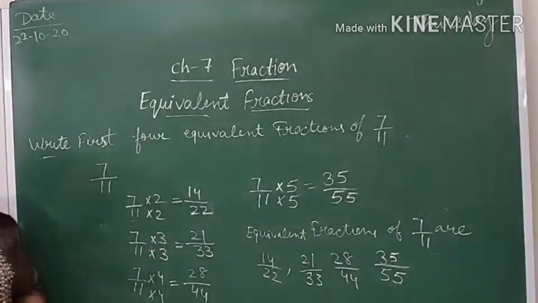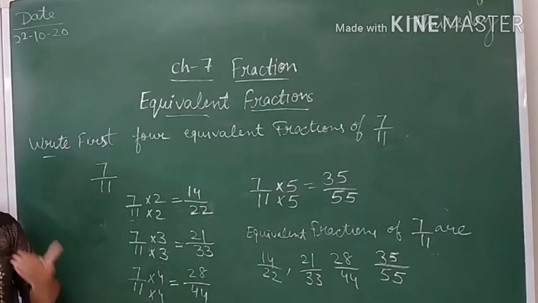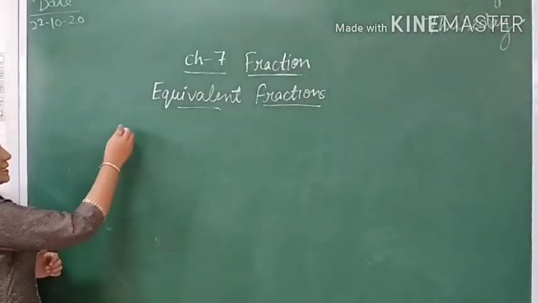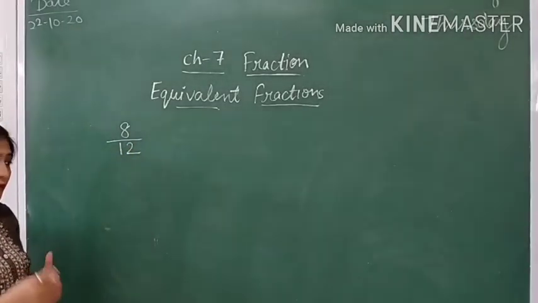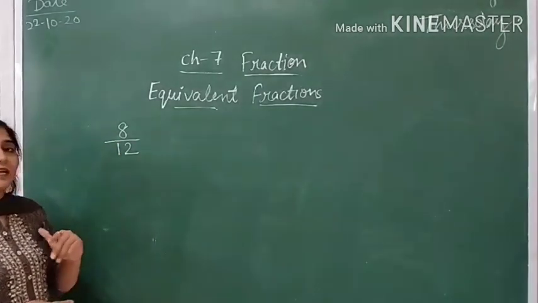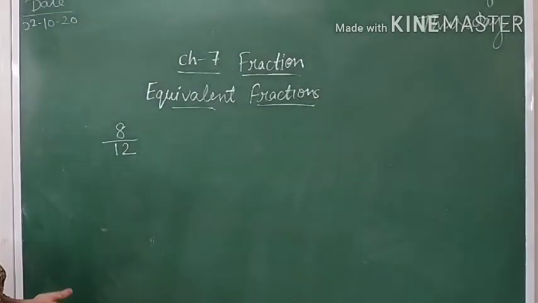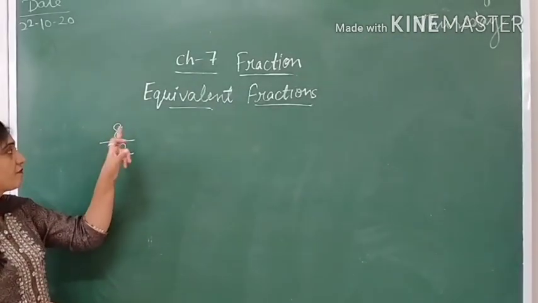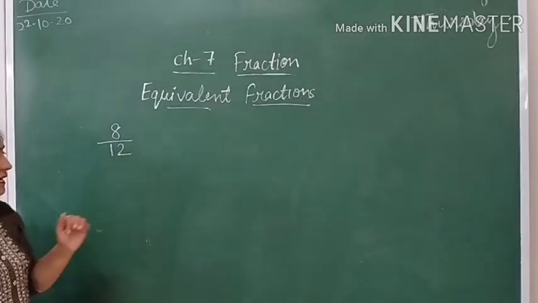Now this concept is clear. How to find equivalent fractions by the multiplication. Now see, look at this example. We have the fraction 8 by 12 and we have to find the equivalent fraction. Now I will tell you how we can find it by dividing numerator and denominator with the same number. We have to take the number which is the common factor of 8 and 12. जो 8 और 12 का common factor है उसी से हम divide करेंगे.